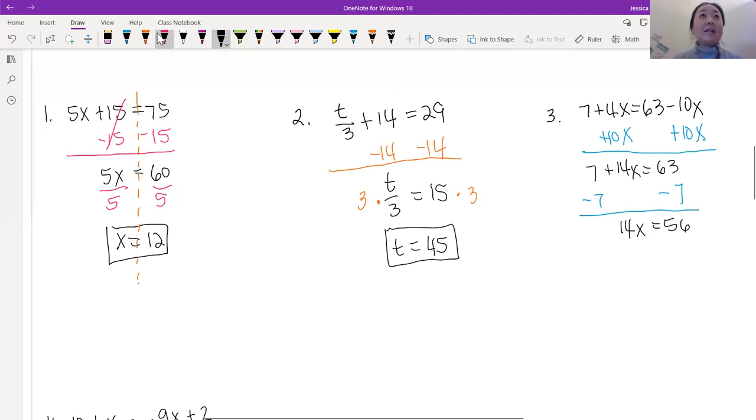All right, and here again, 14, we're going to divide that by 14 on both sides, and you get x is equal to, I want to say 3, 4, 4? Yeah, 4. Okay, and so if you were to check this again, 4 times 4 is 16. 16 plus 7 is 23, right? So, okay, that should be 23.